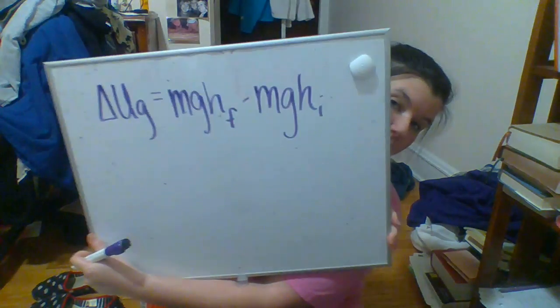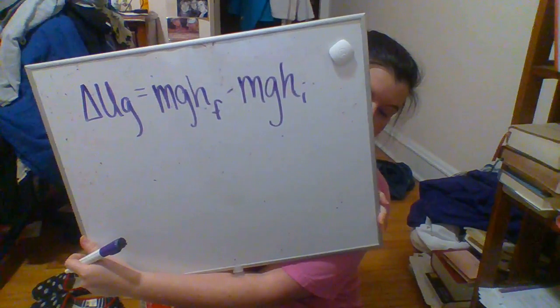All right, 7b says, what is the change in the potential energy when the shell falls to a height of 225 meters? Okay, so now we're looking for the change in U. The change in U is actually just going to be final minus initial. So it's MGH final minus MGH initial.